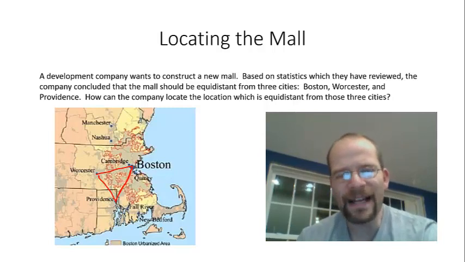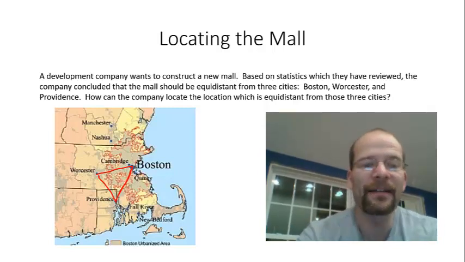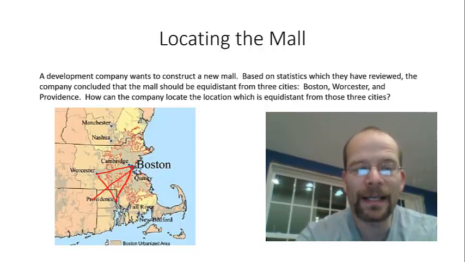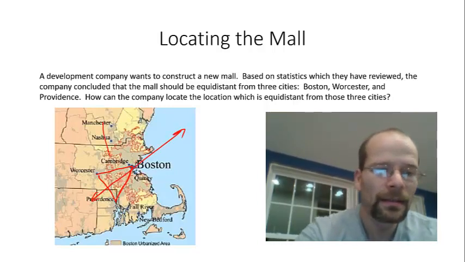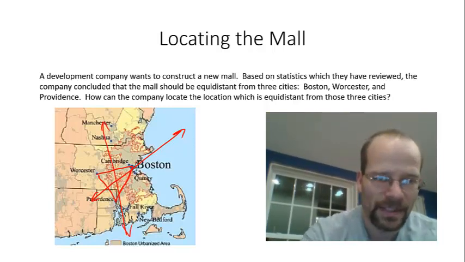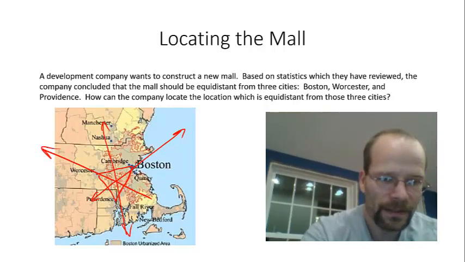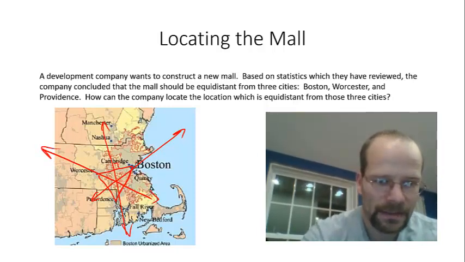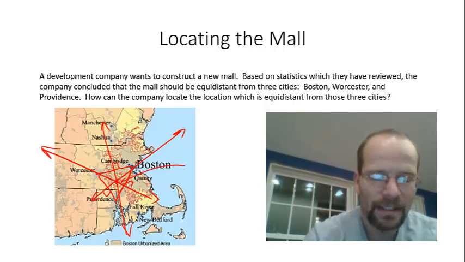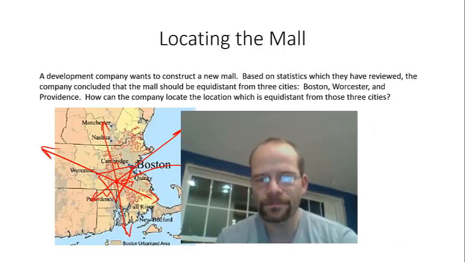So it's probably fair to say that the location will be somewhere in the middle of those. But the way that we'd solve this problem is by identifying the perpendicular bisectors of each of those sides. There's 1. There's 2. And of course, we would do this with much more precision. There's 3. Those are the perpendicular bisectors. And you'll find that this in here is the point of concurrency. And that's where we would locate the mall.